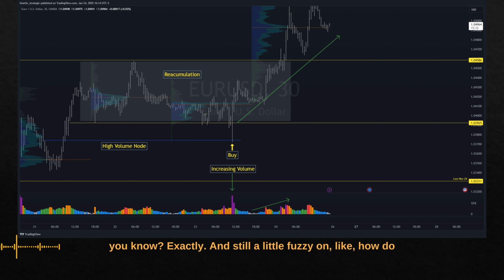And I'm still a little fuzzy on how we actually use this in trading. Does the book have actual examples? Oh, absolutely. It goes through a ton of real-world trades showing how this framework plays out. Oh, perfect. Let's dive into those. All right, so Wyckoff 2.0 in action with real trades.